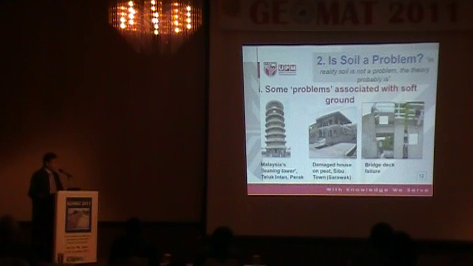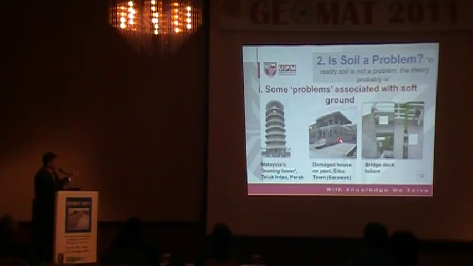Okay, is soil a problem? Well, people say it's not the soil that is a problem, but we probably don't understand what soil is all about. These are just examples of some of the problems commonly associated with soft ground in Malaysia. This is our equivalent of the Leaning Tower of Pisa. This is just a water tank. It's a Chinese-like, Japanese-like structure, but actually there's a water tank on top. It also tilts to one side. But because we're not good at marketing it, we're not as good as the Italians, so it doesn't really become a tourist attraction. Here are some examples of houses being built on peat.